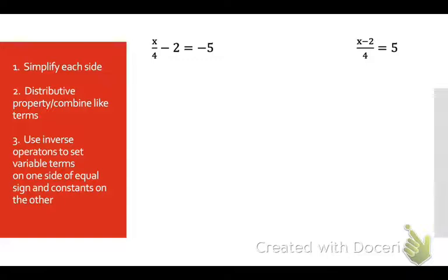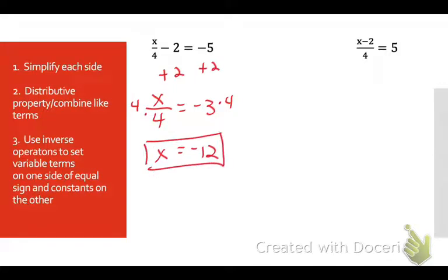There is a 2 that's being subtracted. We need to add that to both sides. So we'll bring down our x divided by 4 equals, and then negative 5 plus 2 is negative 3. Now we need to undo the division by 4 on the left side of the equal sign. So we will undo that by multiplying each side by 4. So I'll use my multiplication dot, and my 4's will cancel out, equals negative 3 times 4, which is negative 12.